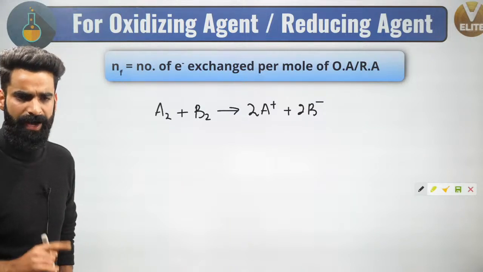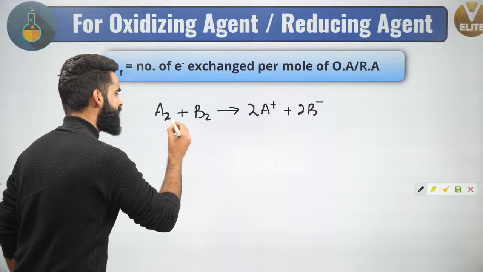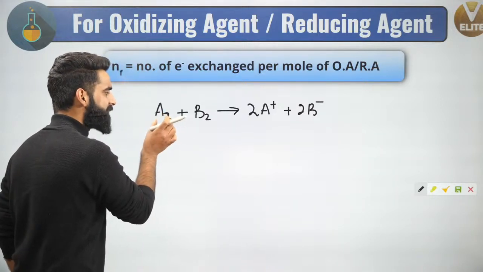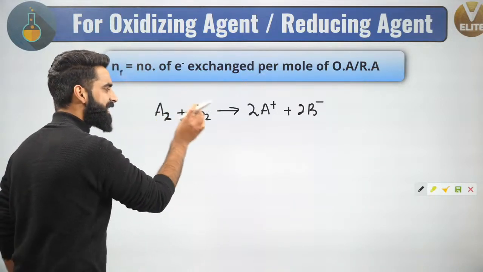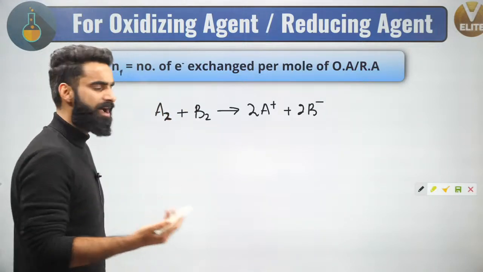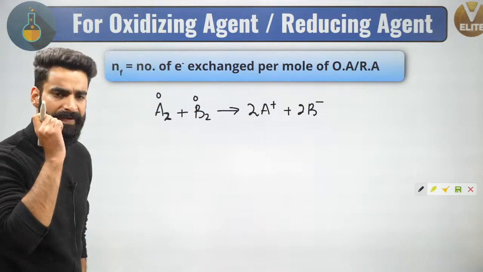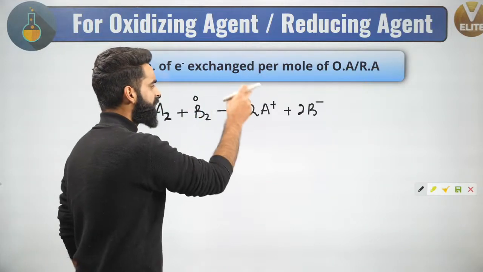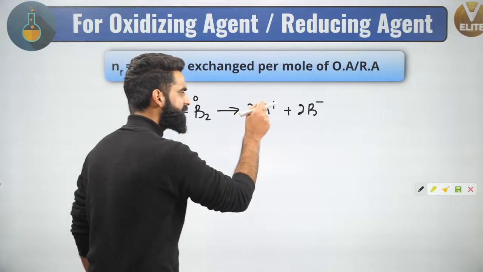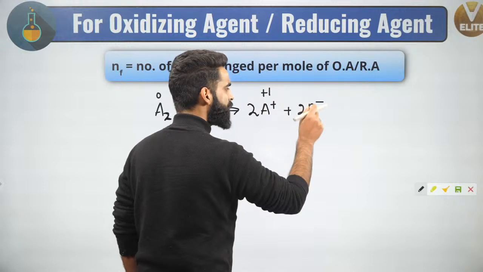Now understand what I'm going to say. Let's assume this A is present in its elemental state, standard state, and this B is again in its standard state. If they are present in their standard states, I would say the oxidation state of A and B is 0. Now the A2 is getting converted into twice A positive. What is the charge present on this A? I would simply say +1. What is the charge present on this B right here?